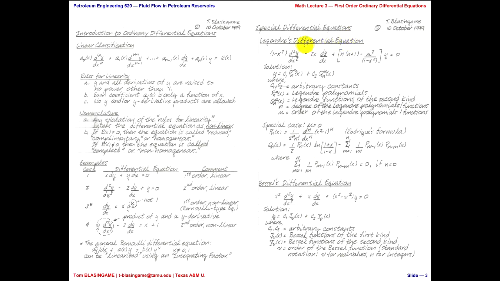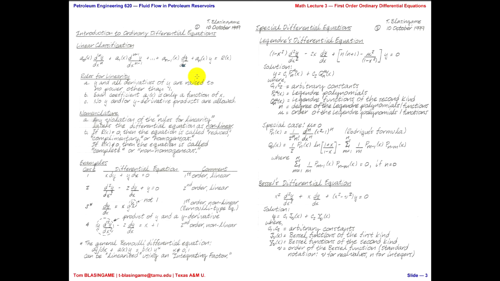So first, let's classify the ordinary differential equations. As I told you, ordinary differential equations have the property that they only depend on one independent variable, which is x in this case. So you have a function y, which is only dependent on the independent variable x. We are going to focus only on linear differential equations.